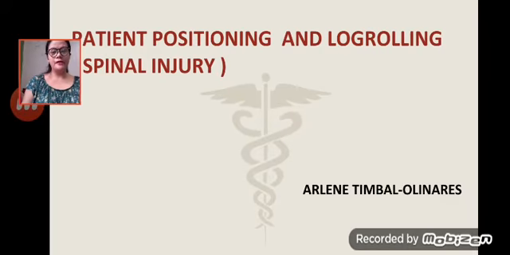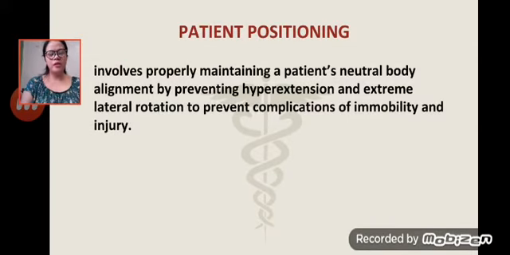This topic will be discussing the patient positioning and of course the log rolling technique for patient with spinal injury. So last time we have talked about the bed sore precaution and of course the fall precaution in connection of course with the spinal cord injury. So when we say patient positioning, it involves properly maintaining a patient's neutral body alignment by preventing hyperextension and extreme lateral rotation to prevent complications of immobility and of course injury.